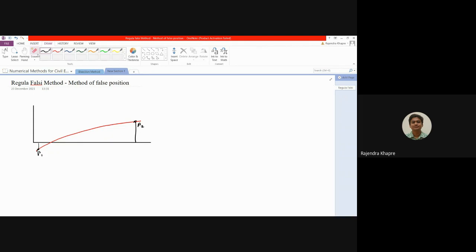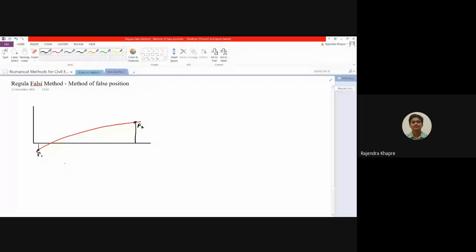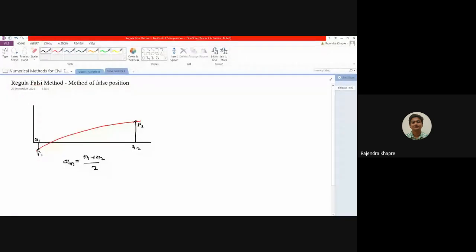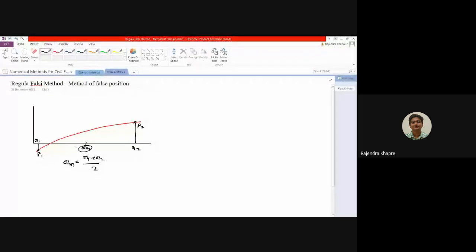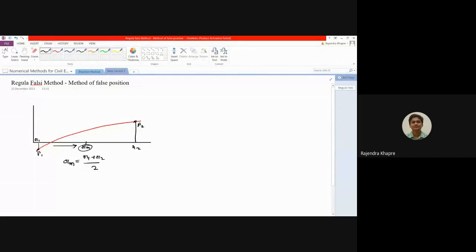For this purpose, we use a simple expression: xm equals x1 plus x2 divided by 2. So this is your x1, this is your x2, and xm is exactly the center. Now you see your xm is also far away from the actual root. To avoid this scenario, this method was developed, and it is called the method of false position.